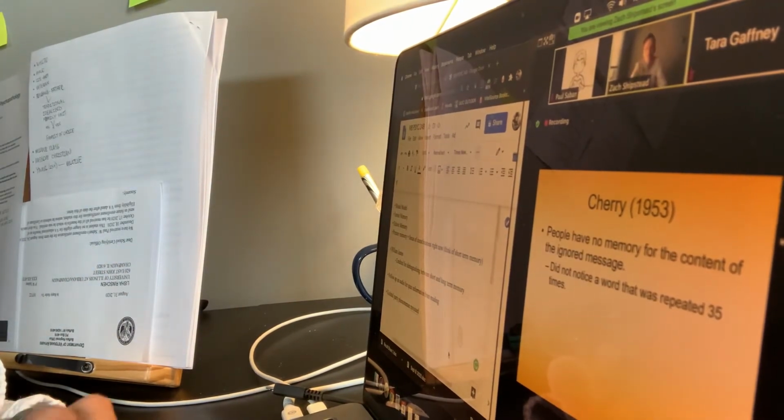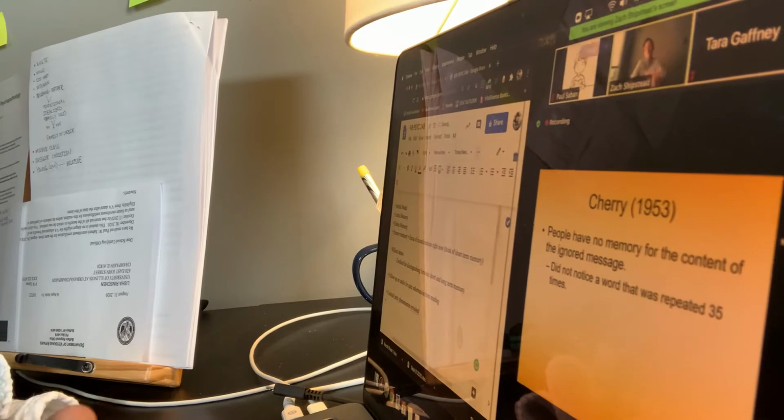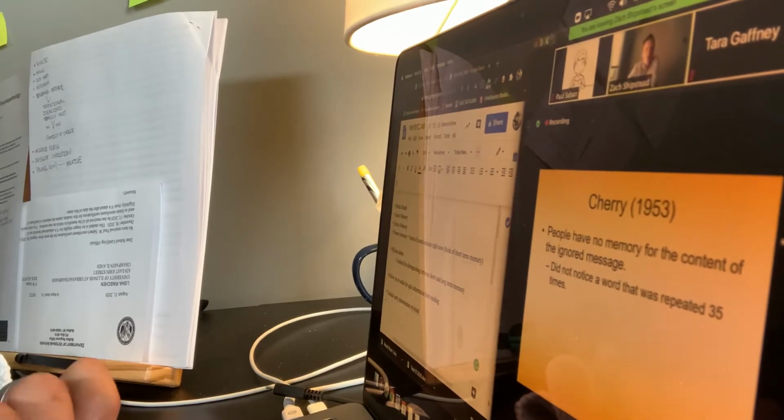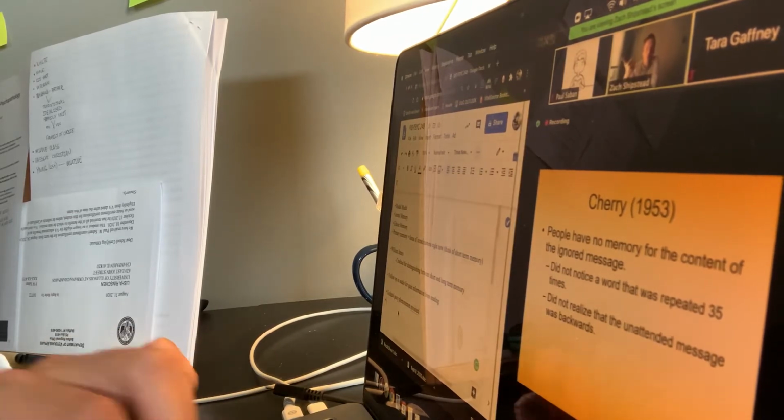And as I said, I do this in class. I'll have somebody shadowing a voice over there, and over here I'm reading a book, and then I'm just saying Chicago in their ear a bunch of times, and they don't hear it, right? People don't notice when the message flips in reverse, right?